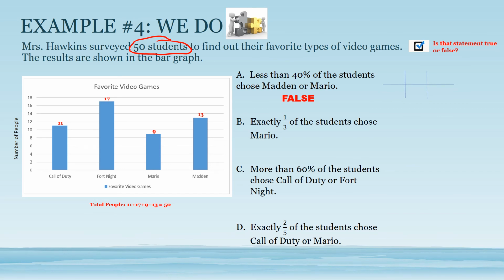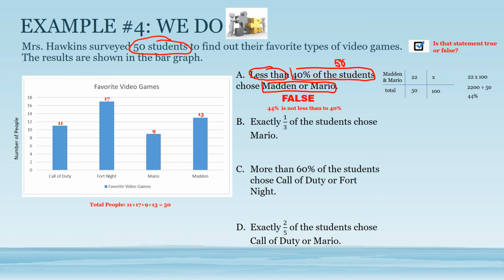Remember, we're using our Big H strategy. Madden and Mario are our comparison. Remember, we're doing less than 40% of the students. And remember, there's 50 students. And we chose Madden or Mario. Okay, so we need to add Madden and Mario. So 13 plus 9 is 22, out of the total, which is 50. What percent is that? X out of 100. So 22 times 100 is 2200, divided by 50, which is 44%. Therefore, 44% is not less than 40%.